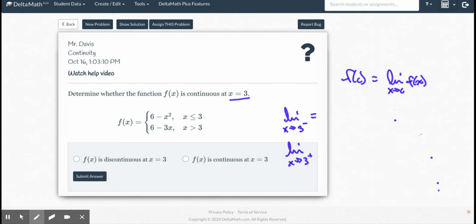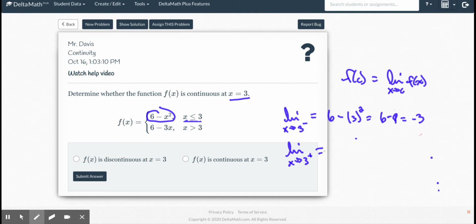To do this, we need to figure out which equation inside the piecewise function we're going to use. So for the first one, approaching from the negative, or you could think of it as the less than direction, we're going to use this one, right? Because the value is less than 3, approaching from the left. We're going to plug 3 into this function. So we're just going to do 6 minus 3 squared. That's going to be 6 minus 9, which is -3.